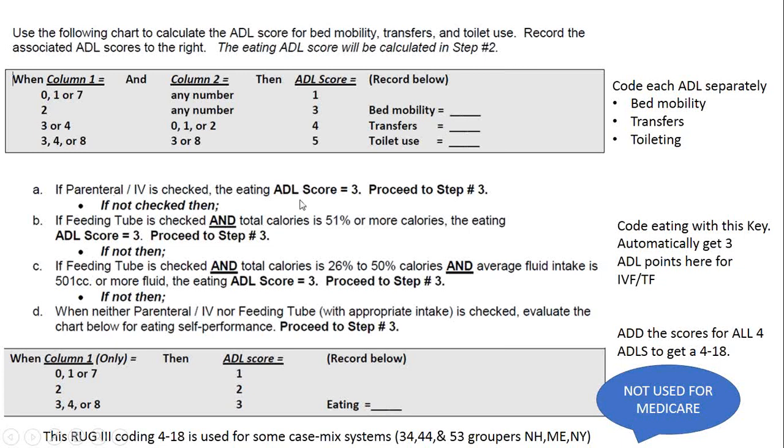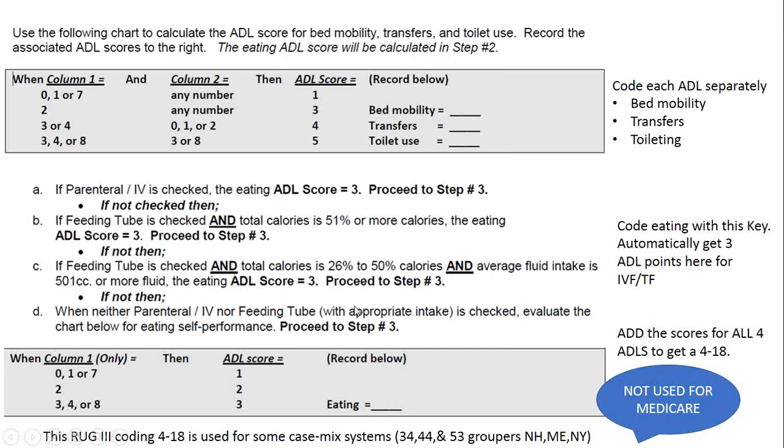If the person's on IV, you're going to get 3 ADL points. In Section K, you code they're on IV fluids. And regardless of what the CNA puts in Section G, regardless of what the MDS person codes, you're automatically going to get 3 ADL points if they're on IV fluids. If they have a tube feeding and their calories are 51% or more, then they're going to get an ADL score of 3. Okay. If the tube feeding's checked and the calories are 26 to 50% and they get the 501 cc's, they're going to get an ADL score of 3. So you don't have to do any of this.